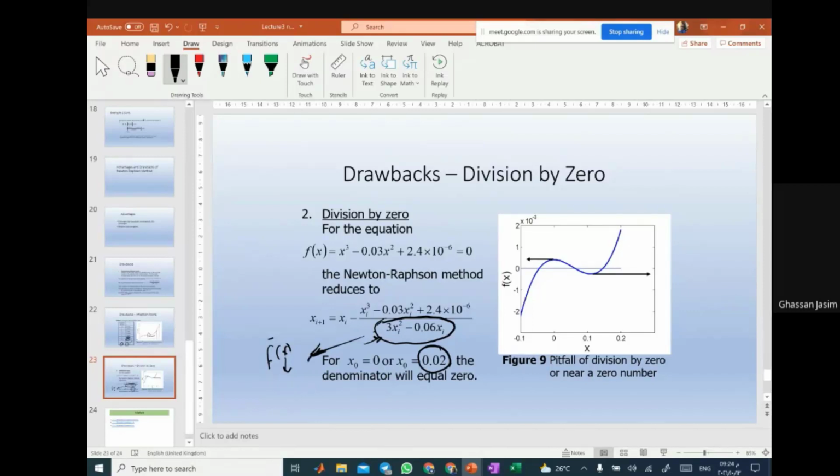We will get 0. As you know, we cannot divide by 0. Any number divided by 0 will be infinity, with no solution. Then in the Newton-Raphson method, if we have f dash x equals 0, we cannot solve the equation.